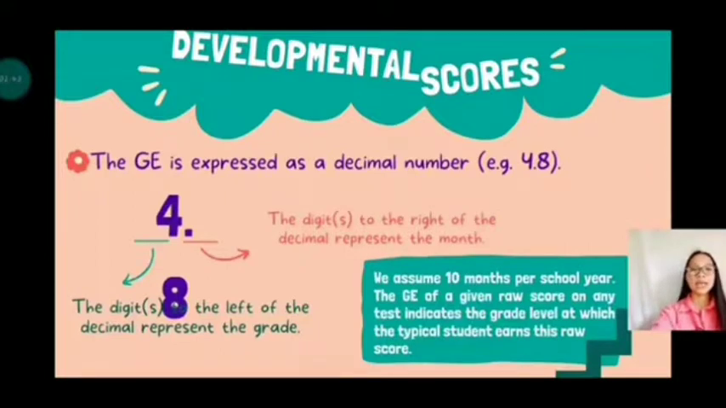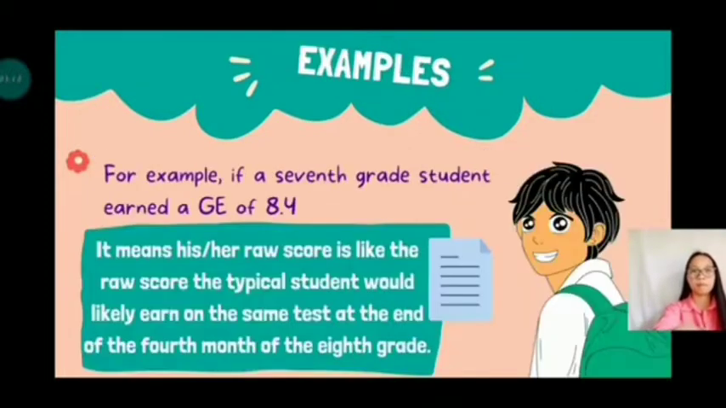So the GE is expressed as a decimal number, like 4.8, for example. The 4 to the left of the decimal represents the grade, and the 8 to the right represents the month. So we assume 10 months per school year. So the grade equivalent of a given raw score on any test indicates the grade level at which the typical student earns this raw score.